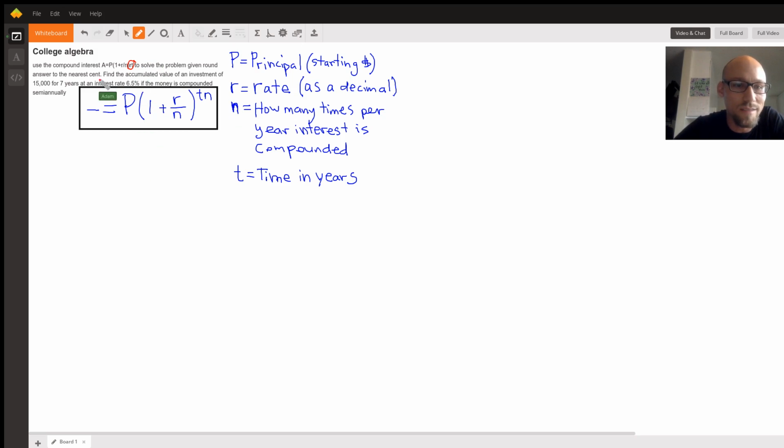We're going to invest $15,000, right? That's our principal starting investment. That goes here. So the amount of money we have after 7 years is going to be 15 grand multiplied by this quantity, 1 plus our interest rate.